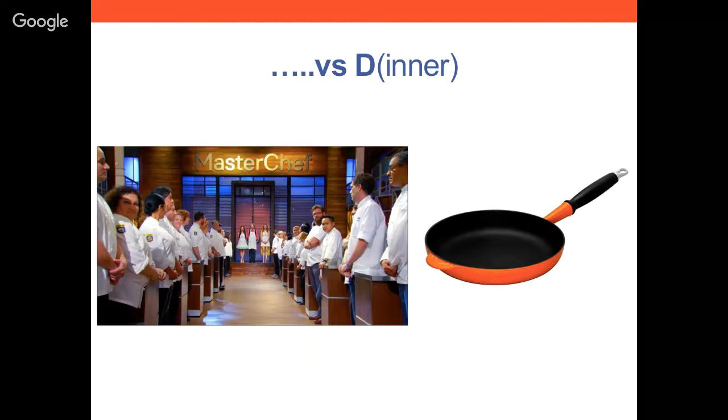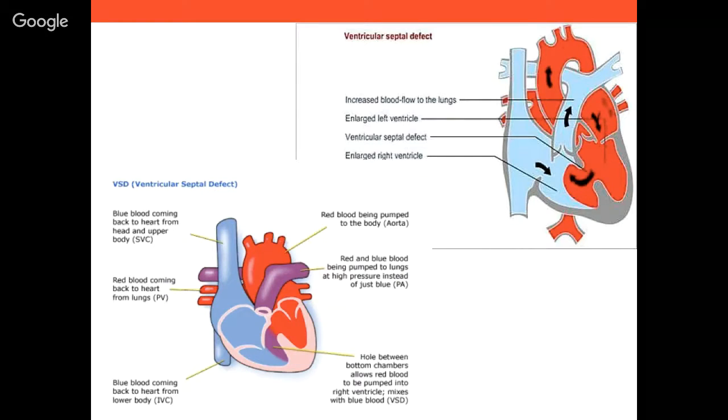So really simple, VSD is "versus dinner, pans for dinner". Think of MasterChef. What do they cook with? Pans, pansystolic murmur. Honestly, if you can find any other way to remember pansystolic murmur, go for it. But versus dinner is what I got, and it comes up. Cool. And here's just a picture of it as well, just a little hole in the ventricles.